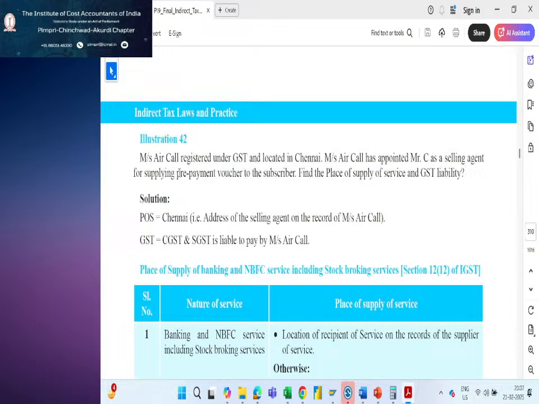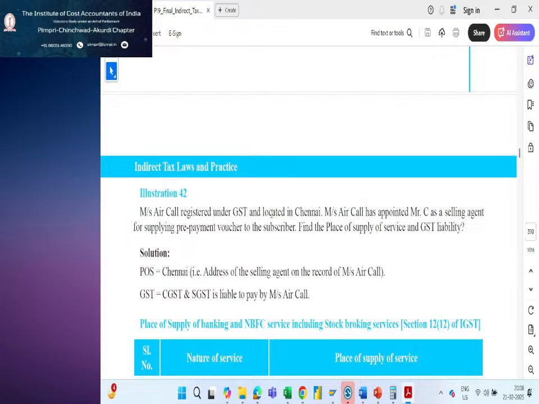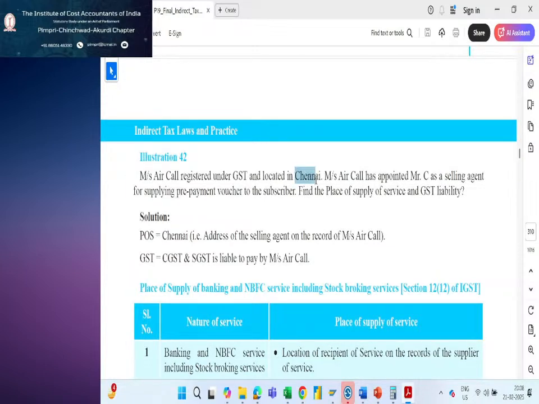So Mrs. Air call registered under GST and they have located in Chennai. Air call appointed C as a selling agent for supplying prepayment voucher to the subscriber. So it is for supplying the prepayment voucher. Find the place of supply of service. So in that case, it is where the prepaid voucher is sold. So it is Chennai, hence the place of supply is Chennai and the CGST, SGST tax is applicable.